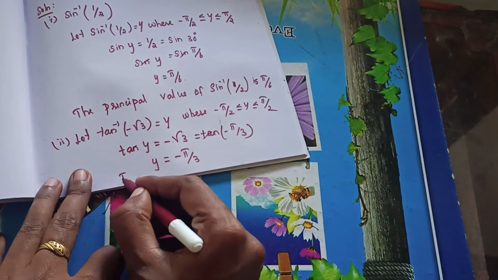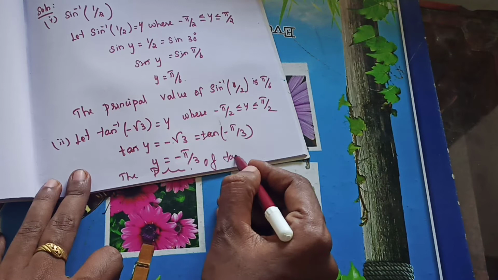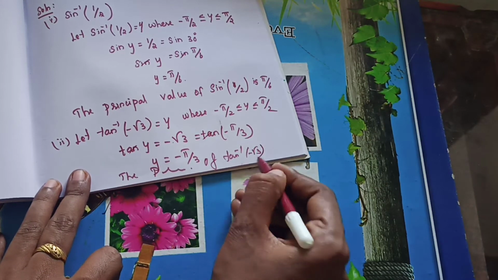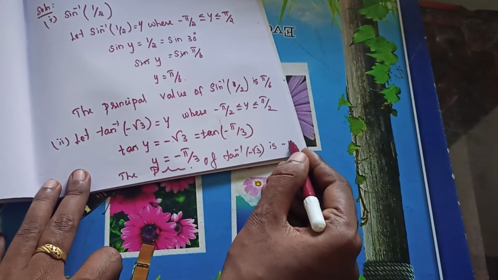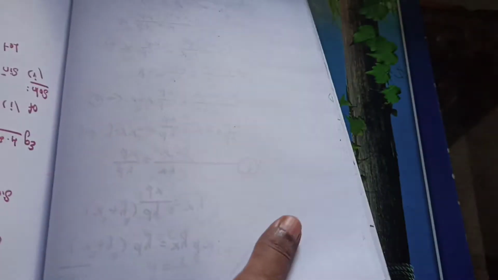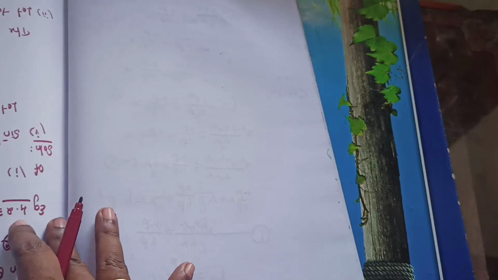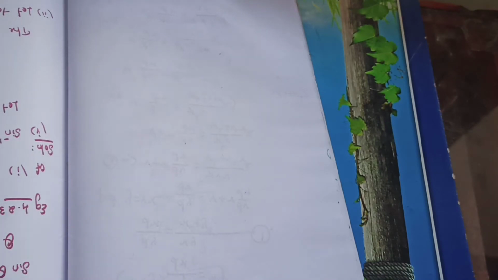You need to take down the answer: the principal value of tan inverse of minus root 3 is, like that you need to write, minus pi by 3. That's the answer. Understand, students? Okay, then let's move to the next question. Example 4.24. It's very easy.